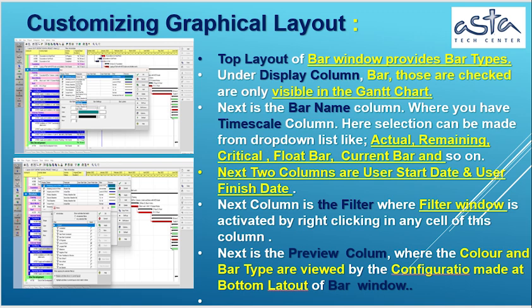Next two columns are user start date and user finish date. The next column is the filter, where the filter window is activated by right-clicking in any cell of this column. Next is the preview column, where the color and bar type are viewed by the configuration made at the bottom layout of the bar window.